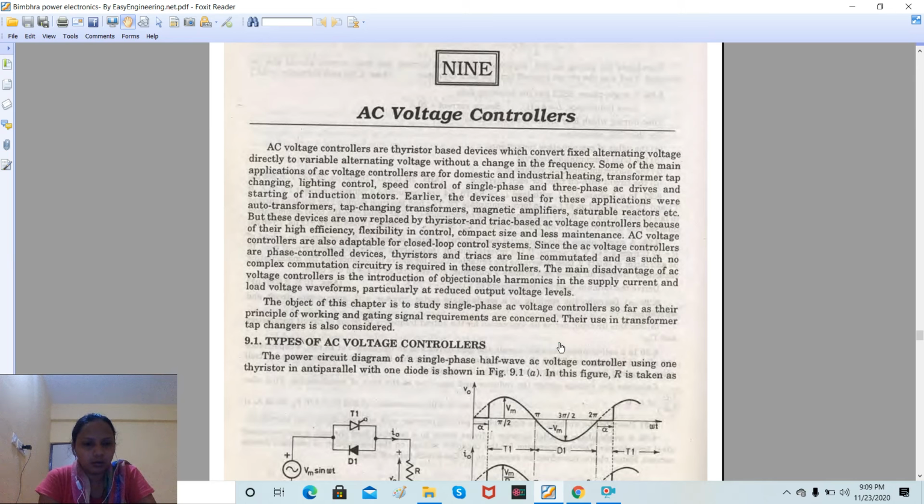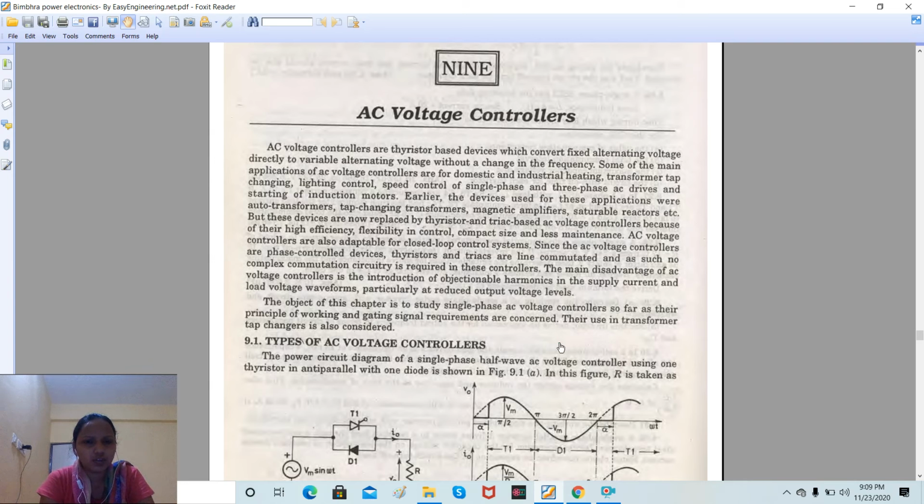So here the AC voltage control is thyristor based circuitry, and for these thyristors we need not require any kind of complex commutation circuitry, because they are line commutated. So mainly the AC voltage controllers are phase control devices. Okay, so what is this phase control device? What does this term phase control mean?